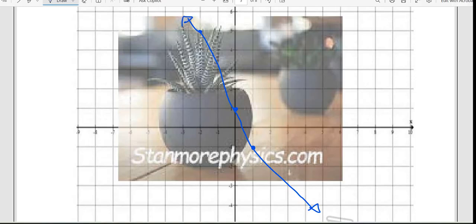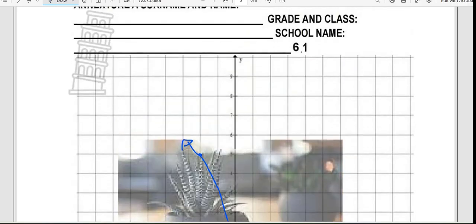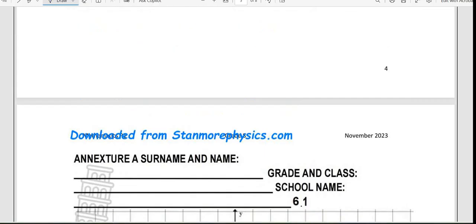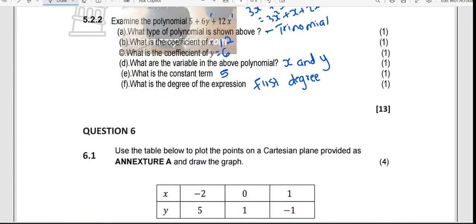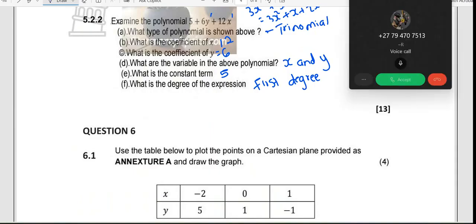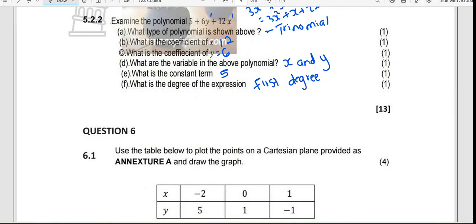That's it, guys. We are done with Paper 1, Grade 8, November exam question paper. Guys, please use this question paper to prepare for your examination. And that's it.